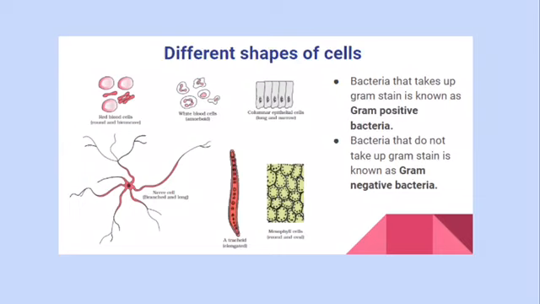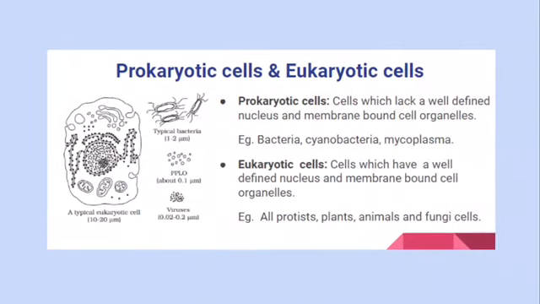Also, the bacteria that take up Gram stain are known as Gram-positive bacteria, and the bacteria that do not take Gram stain are known as Gram-negative bacteria. There are two broad categories of cells, that is prokaryotic cells and eukaryotic cells. Prokaryotic cells are the cells which lack a well-defined nucleus and membrane-bound cell organelles, for example, bacteria, cyanobacteria, and mycoplasma. Eukaryotic cells are the cells which have a well-defined nucleus and membrane-bound cell organelles, for example, in plants, animals, fungi, and protists.